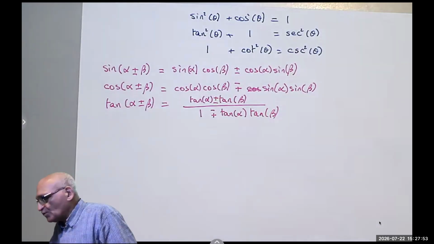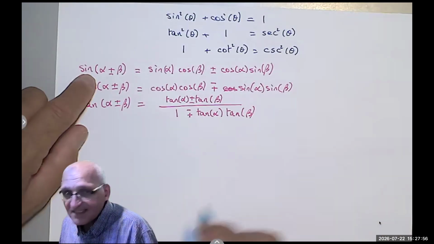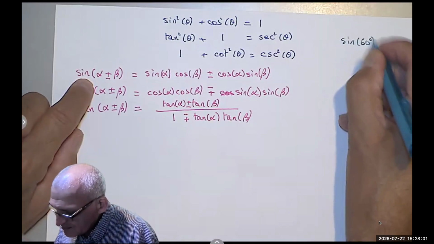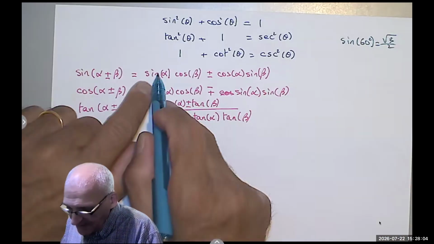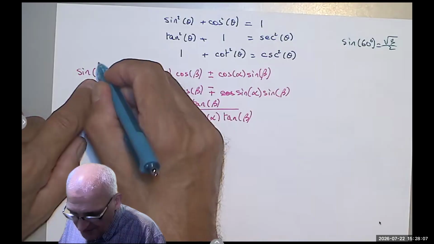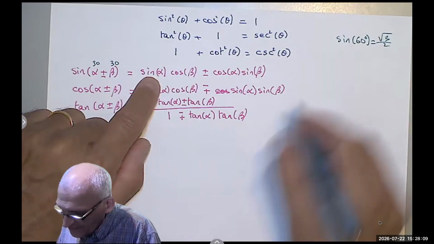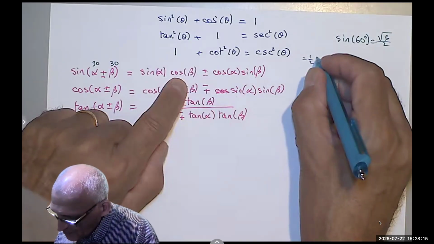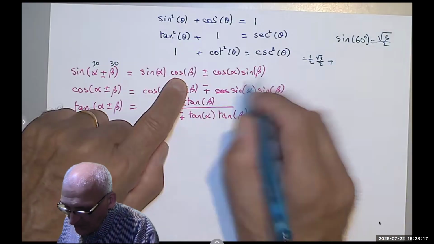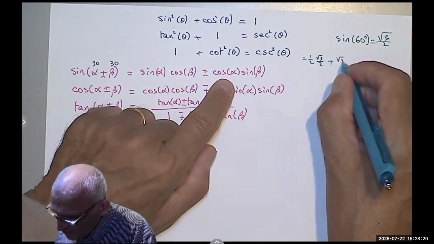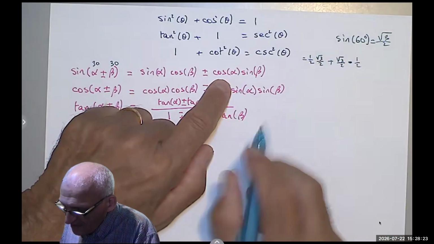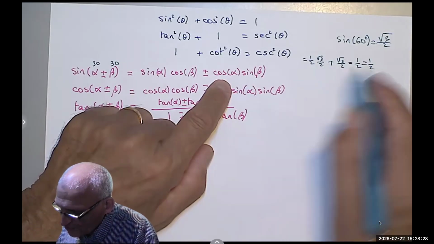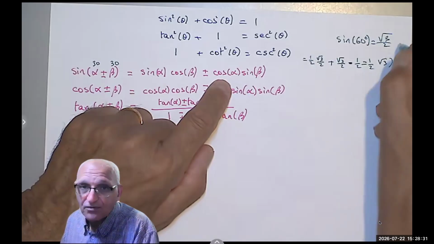Let's take some examples we know. For example, if I want sine 60, I know sine 60 is root 3 over 2. If I substitute with 30 and 30, sine 30 is 1/2 times cosine 30, which is root 3 over 2, plus cosine 30, root 3 over 2, times sine 30, 1/2. If I factor out the 1/2, I get root 3 over 2 plus root 3 over 2, that's root 3. So you get root 3 over 2.